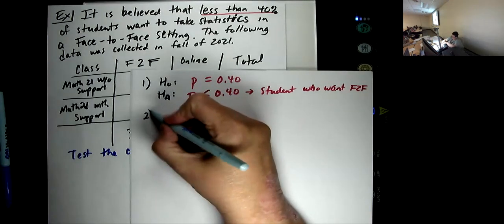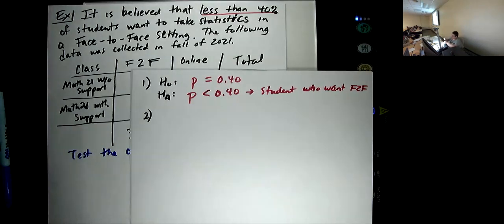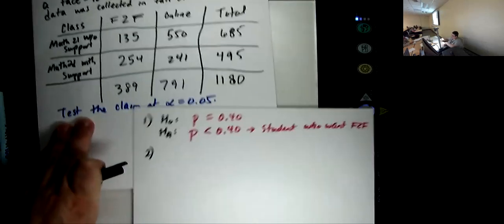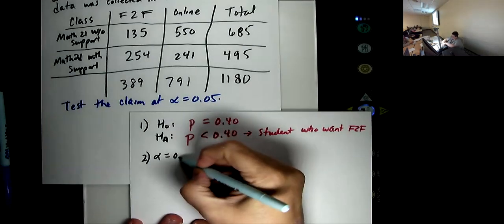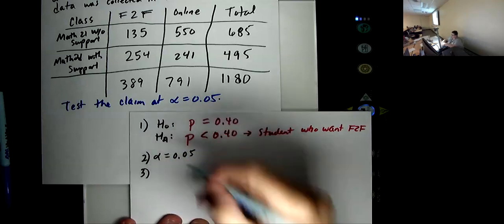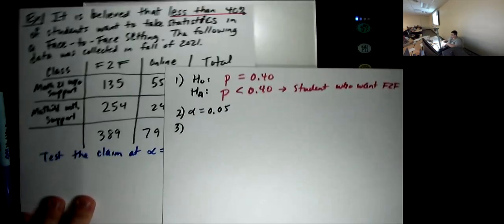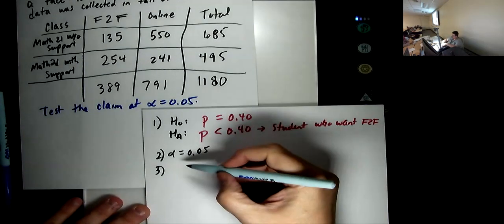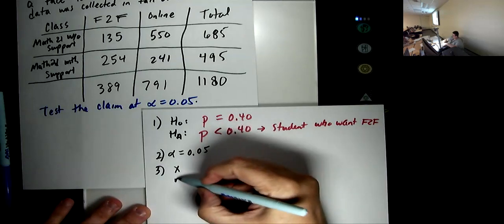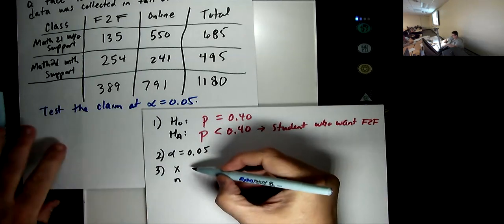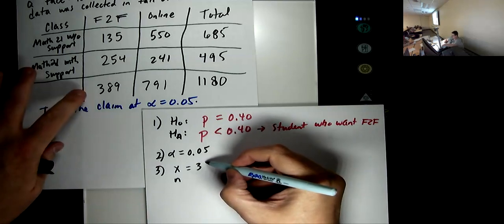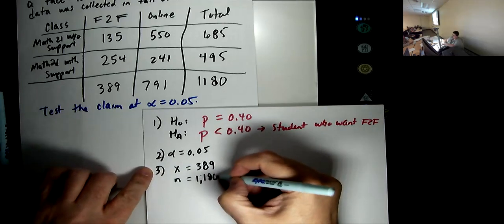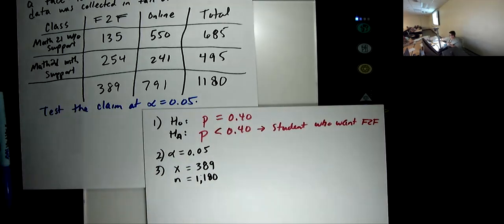Step 2. Stat crunch time. Well, we can do alpha right now. Alpha is given as 0.05. Like I said, 2 and 3 can be done in any order. Now, step 3, for stat crunch, they're going to want X and N. X is the number of students that wanted to take face-to-face, 389. And N was the total number of students, which was 1,180. That's what we're going to use in stat crunch.